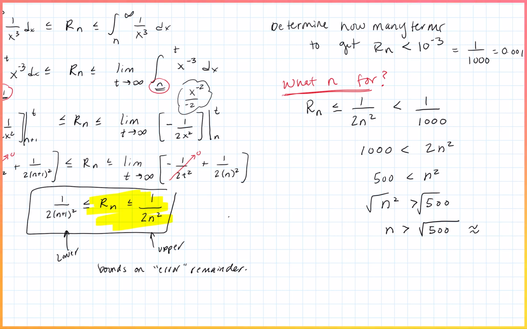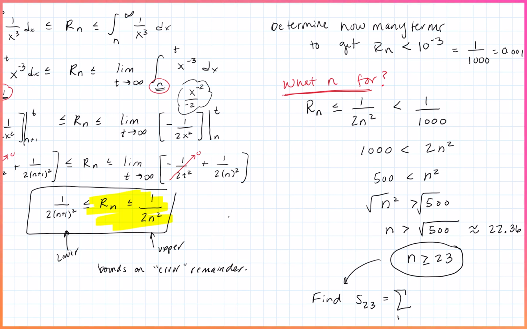Now, n needs to be an integer, because remember, we can't add up the square root of 500 numbers. We need an integer number. So let's actually calculate that. That ends up being, on the calculator, 22.36 approximately. So n needs to be greater than or equal to 23. What we're saying, in other words, is find S sub 23.